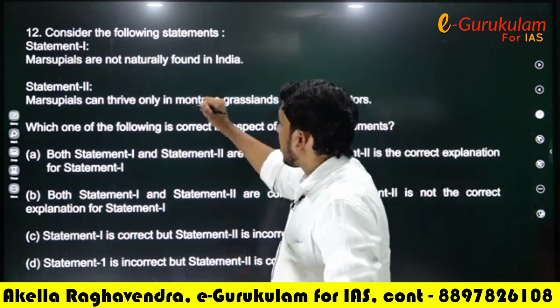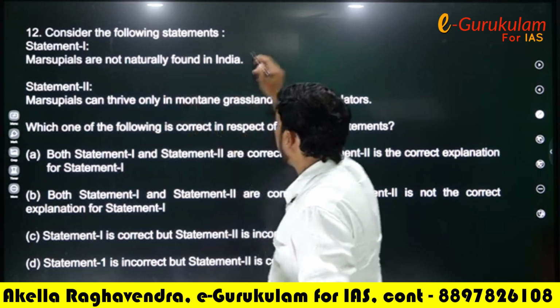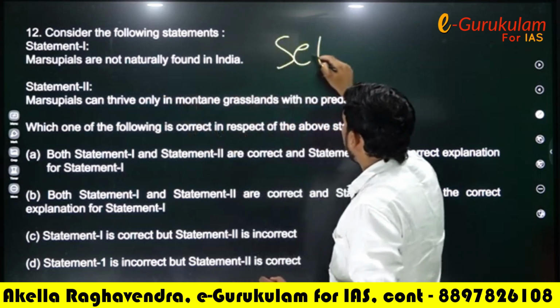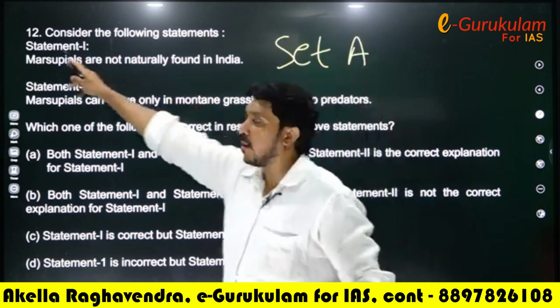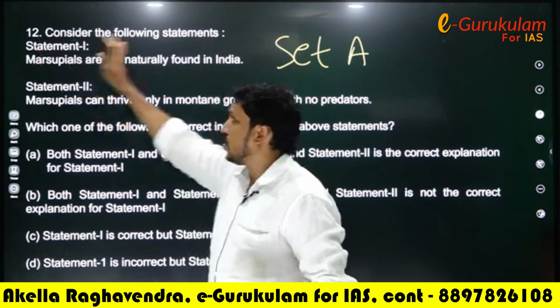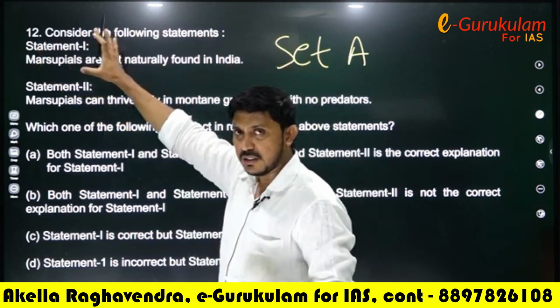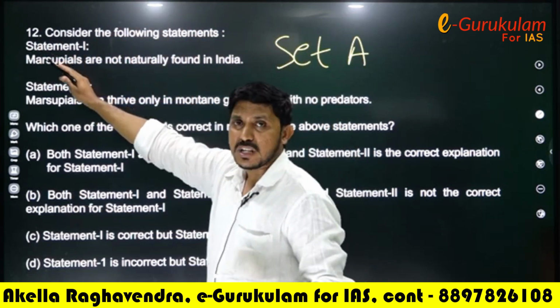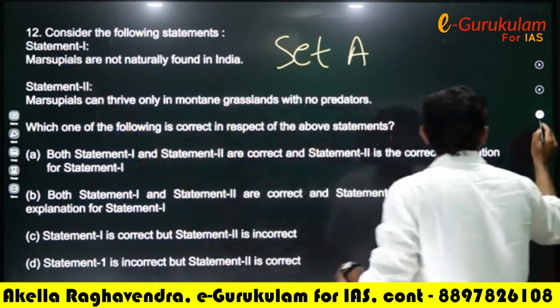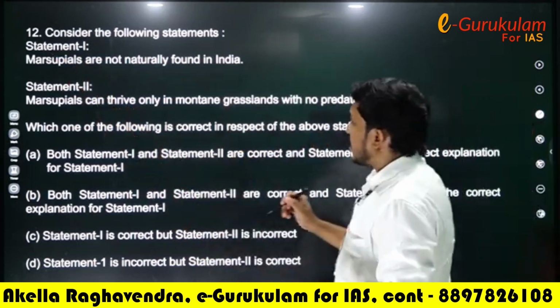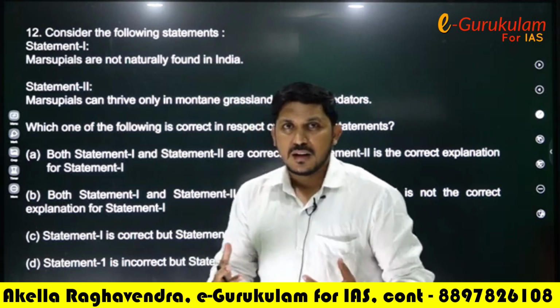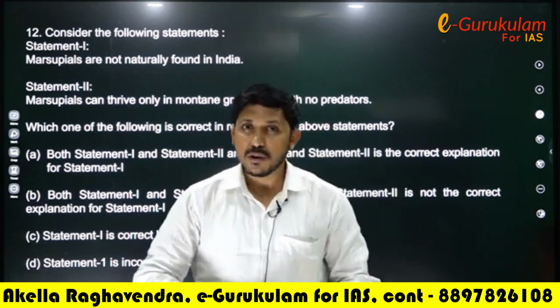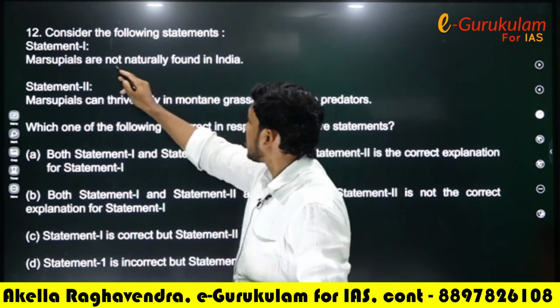So the second question is regarding marsupials. Oh, I forgot to tell you, this is from Set A, and I have maintained the numbers from the current set. So the Set A questions I am discussing in this segment, and the numbers also correspond to Set A. Fine. Marsupials are pouched animals, for example kangaroo, wallabies. So they are not naturally found in India.